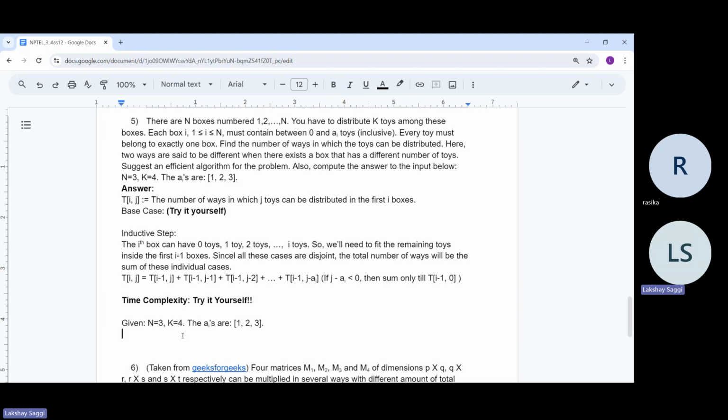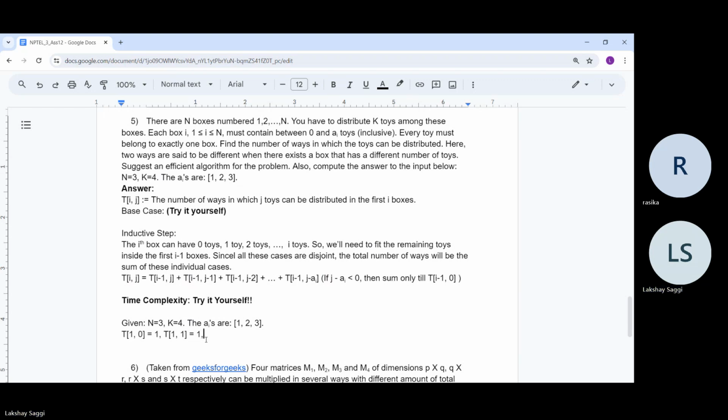So let's just find out the value of T. There are three boxes. If we have T of 1 comma 0, this will be something like a base case. Suppose we only have the first box, and we need to distribute 0 toys. In how many ways can it be done? It can only be done in one way, if the first box has 0 toys. Similarly, T of 1 comma 1 will also be 1, because the first box can only have one toy.